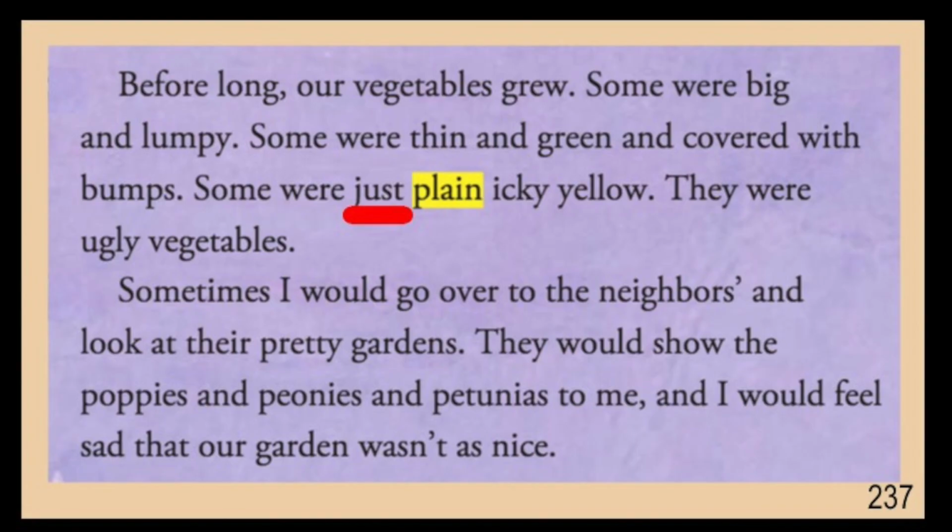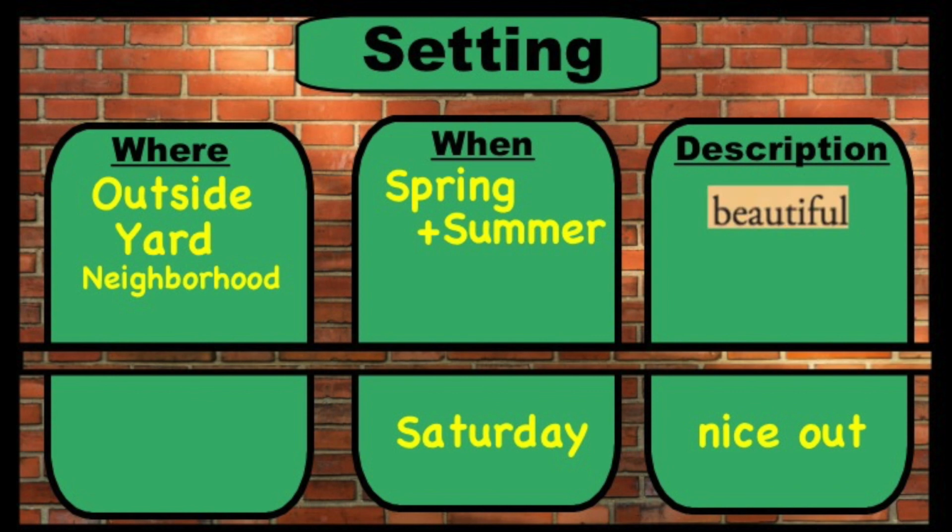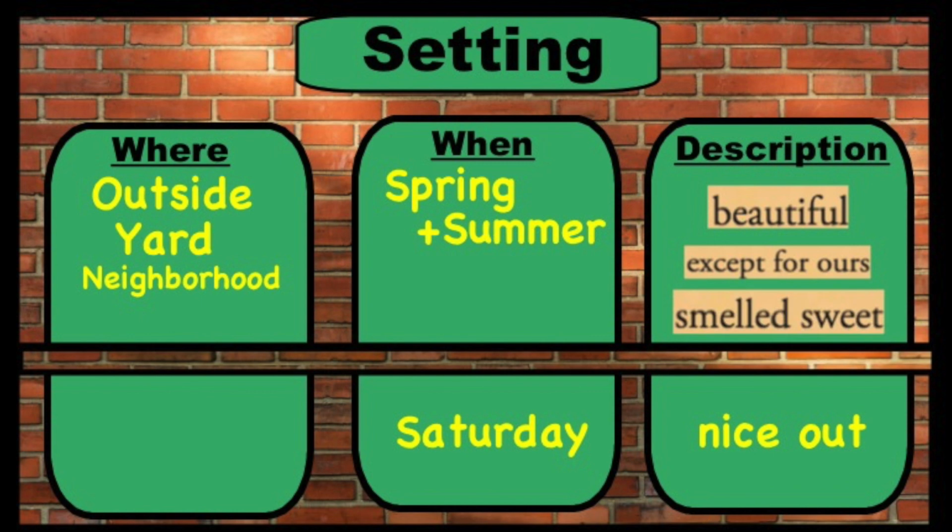Do you think we can add anything to our setting chart? The story is still taking place outside in the yard, but the author's been talking a lot about the rest of the neighborhood. And now that all the flowers are blooming, it's getting into summer. And the author is giving us a lot of description about the setting. We know it's beautiful, except for ours, and we know the air smells sweet.